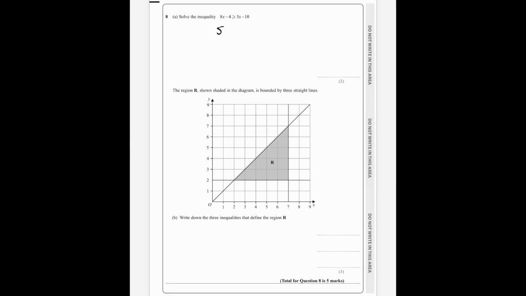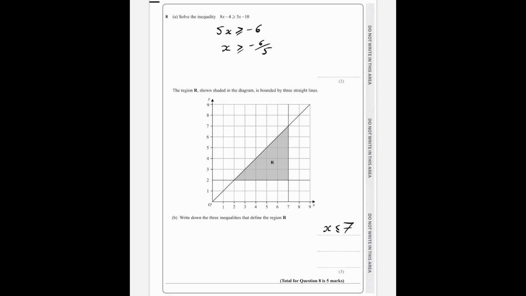Question 8, a linear inequality. The easiest thing to do here is to add 4 to both sides, subtract 3x from both sides, then divide both sides by the 5. You get x is greater than or equal to minus 6/5.